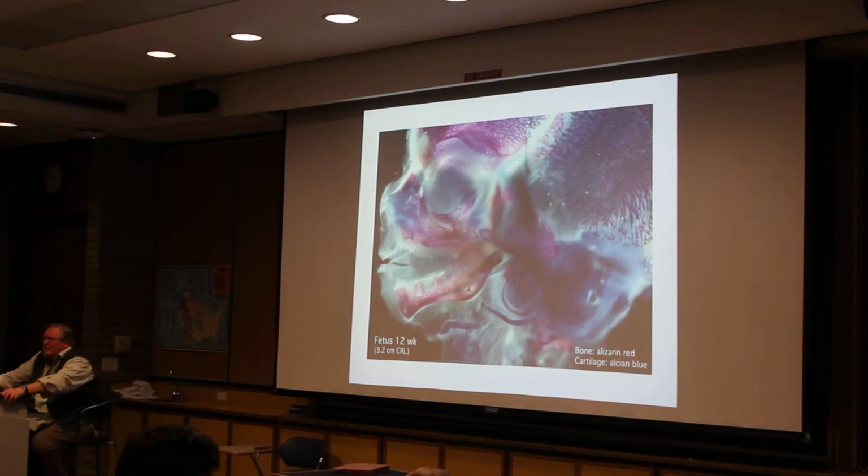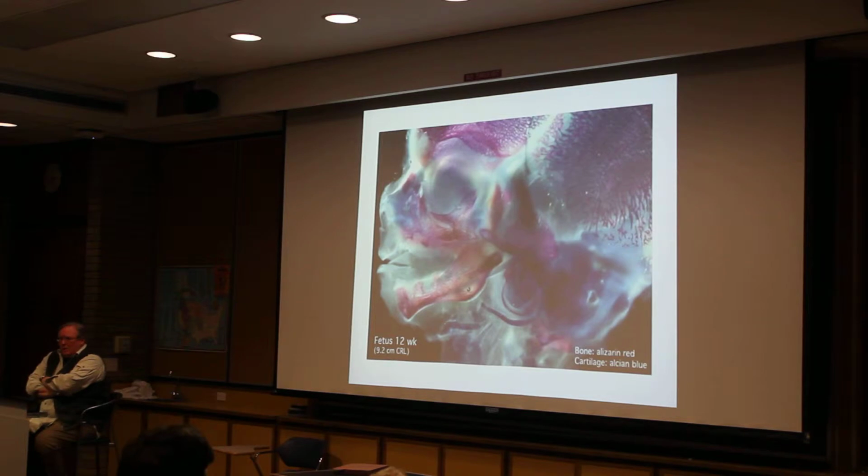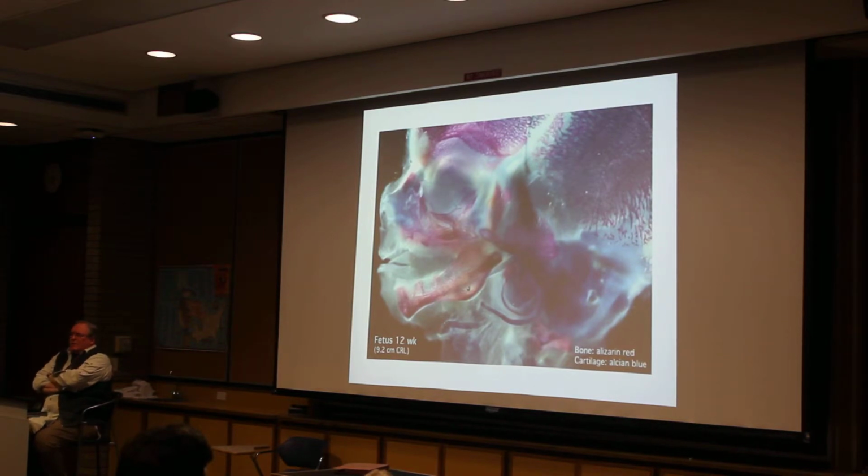So how do we get these things to grow? Well, this is a 12-week-old fetus, and the bone stains red and the cartilage stains blue. You can see these things are starting to form. And if you look at that little mandible, there's a strip in there called Meckel's cartilage. You've got to remember this. This is the big one.